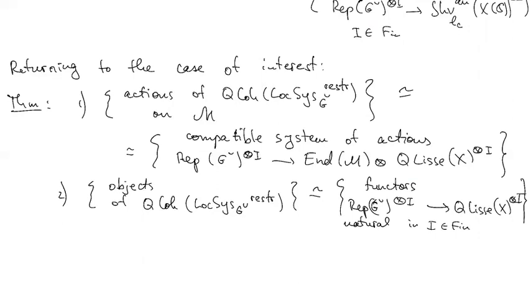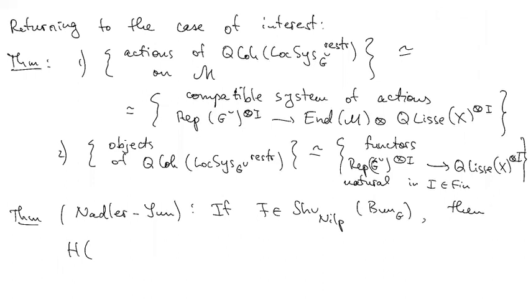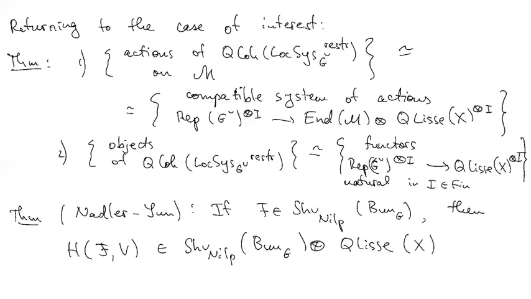so there's a theorem essentially of Nadler and Yun, which says that if F is a sheaf with nilpotent singular support in Bun G, then H of F, V, so if you apply any Hecke functor to it, then this lies in the subcategory of sheaves on Bun G tensor, well, quasi-lisse sheaves on X. So in fact, if you start with a sheaf with nilpotent singular support and you apply any Hecke functor, then the assertion is that on such a sheaf, Hecke functors, as you vary the point, act in a locally constant way.